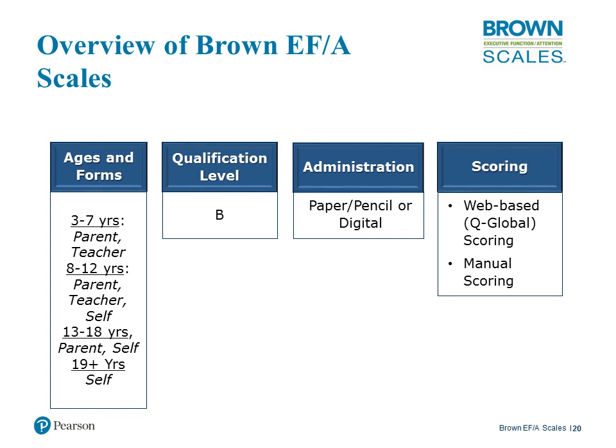The age ranges for the different forms on the Brown are: there's a children's form, which is ages 3 through 7, a pre-adolescent form, which is ages 8 through 12, an adolescent form, ages 13 through 18, and then an adult form, ages 19 plus. For children, there's a parent and teacher form. For pre-adolescents, there's a parent, teacher, and self form. For adolescents, there's a parent and self form, and then for the adults, there's a self form.